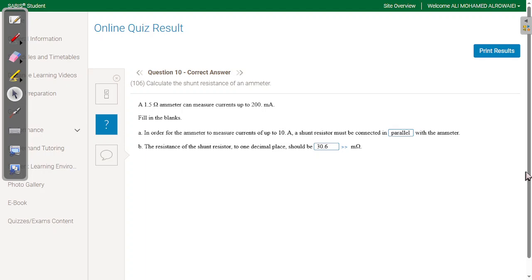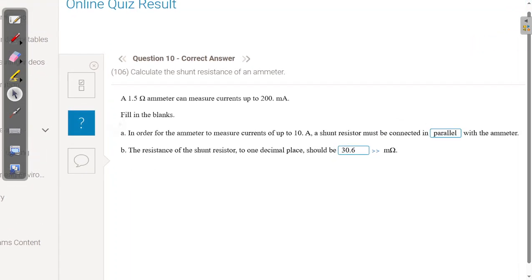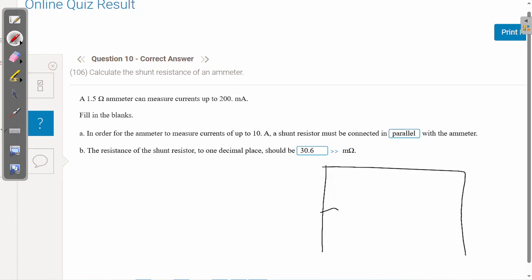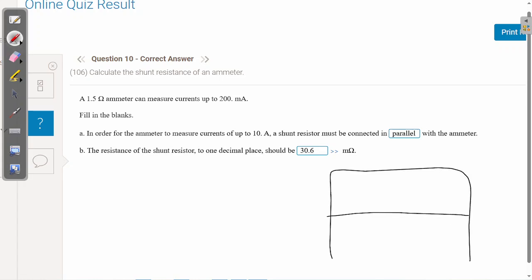Okay. A 1.5 ohm ammeter can measure currents up to 200 milliamperes. In order for the ammeter to measure currents of up to 10 amperes, a shunt resistor must be connected in parallel with the ammeter. Yes, you have to memorize this, in parallel. And then the resistance of the shunt resistor is what? First of all, let's remember what the circuit looks like. Should be something like this.